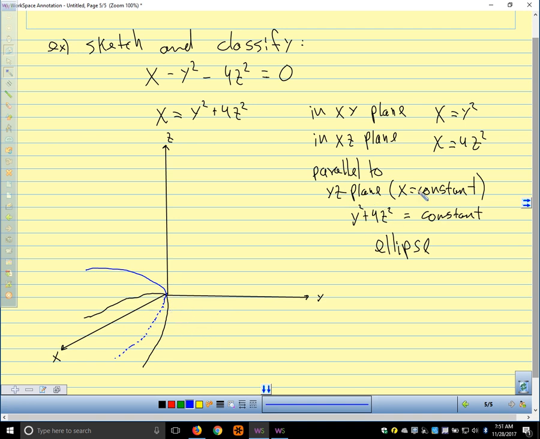And then parallel to the yz plane, we get ellipses that connect these things. So I'll do those ellipses in green. So there's one ellipse that connects those parabolas. So what this shape is called, this is an elliptical paraboloid.